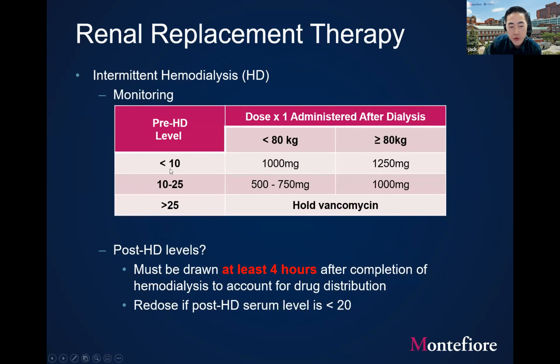For example, if the pre-HD level comes back as 10, you'll know that after dialysis, it's going to be even lower than 10. So you can give them another dose based on what they weigh. If the pre-HD level is between 10 and 25, now you have to think, what is your post-HD level going to be? So you just take away 30%, you see if they're therapeutic. If they're still less than 20, then you can give them a dose. If they're more than 20 post-HD, you can hold the Vanc. And if they're greater than 25, you definitely want to hold Vanc because even if they get dialyzed, they're still going to be therapeutic.